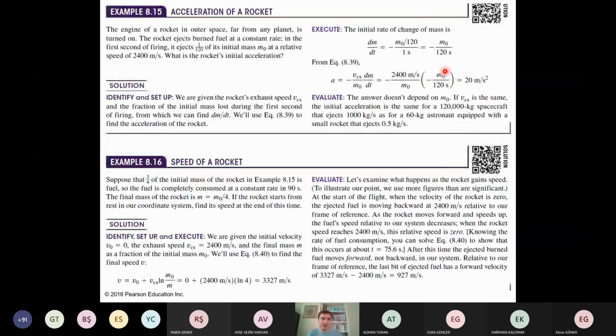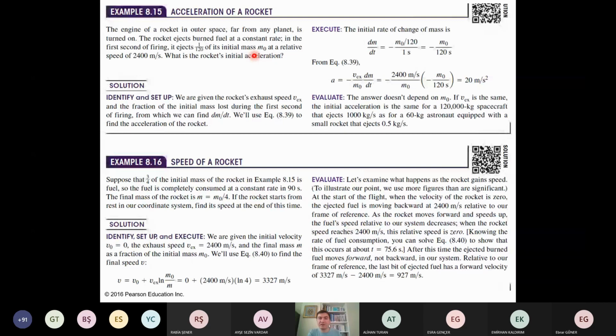Acceleration of a rocket. The engine of a rocket in outer space, far from any planet, so you can consider gravity to be zero, is turned on. The rocket ejects burned fuel at a constant rate. In the first second of firing, it ejects 1/120 of its initial mass m0 at a relative speed of 2,400 meters per second. What is the rocket's initial acceleration?